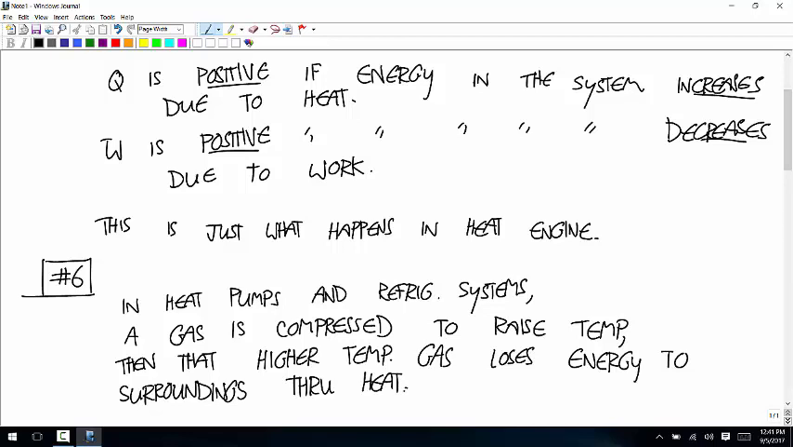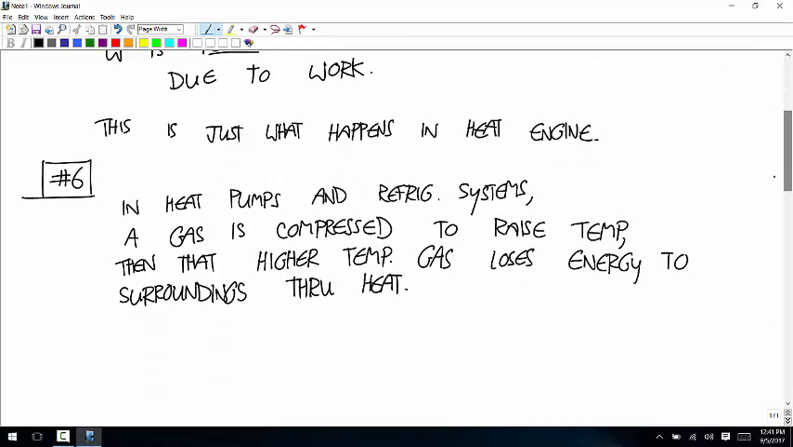Okay, compressed, raise the temperature. Then that higher temperature loses energy to the surroundings through heat. Okay, so what happens here? So the gas is compressed. So is work being done on the gas, or is the gas doing work on the surroundings? On the gas, and so is that positive or negative W? That's negative.